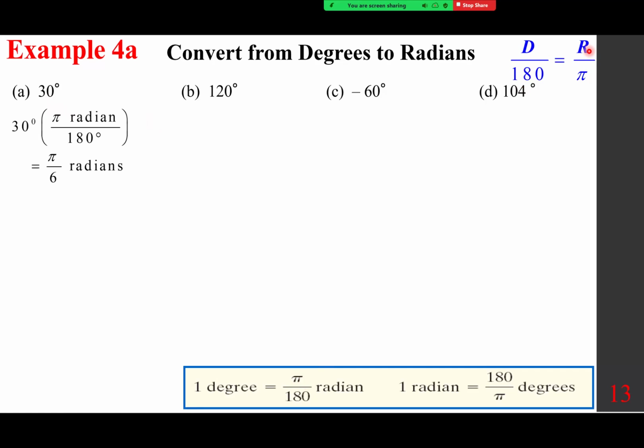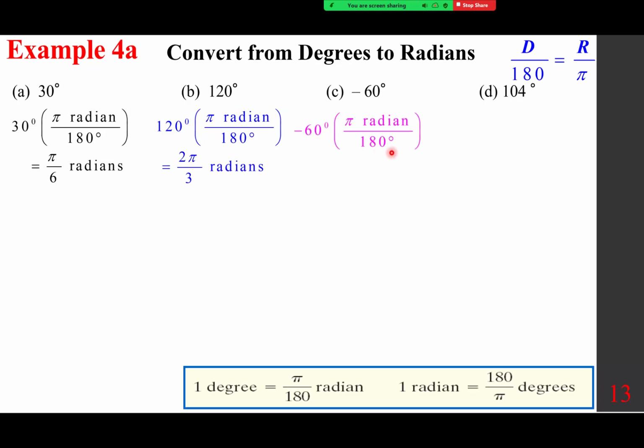But here's the justification with details, if you will. So 30 degrees is pi over 6. So if you multiply it by pi over 180, 30 cancels out the 180. This goes away, this becomes 6. Same thing here, times pi radians over 180. Both of them can be divided by 60. This becomes 2, this becomes 3, 2/3 pi. Minus 60 times pi over 180, 60 cancels out this one, and this becomes 3, but remember the negative sign.